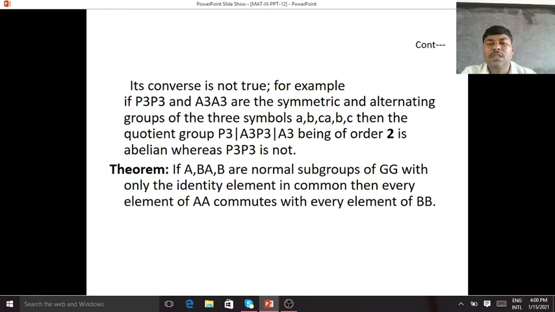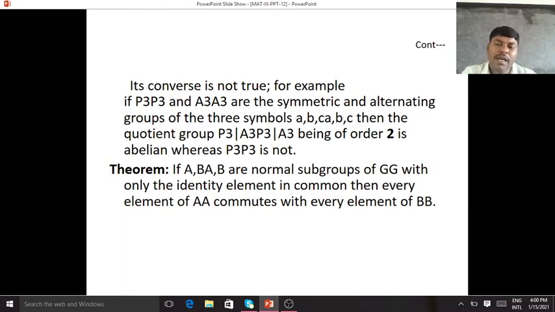Its converse is not true. For example, if P3 and A3 are the symmetric and alternating groups of the three symbols a, b, c, then the quotient group P3/A3, being of order 2, is abelian, whereas P3 is not.